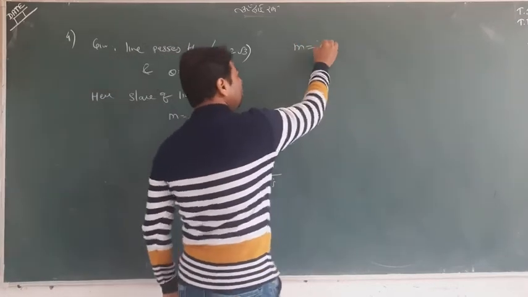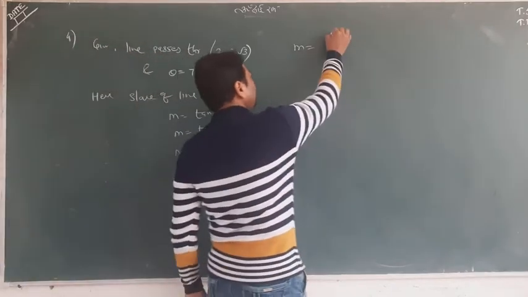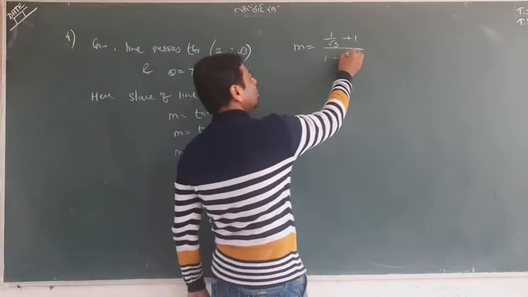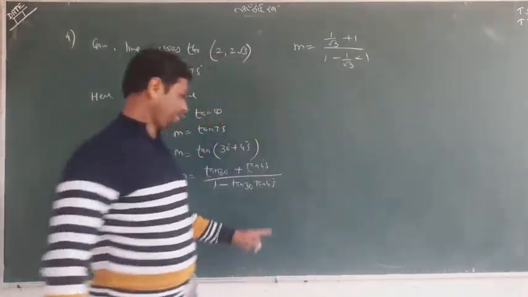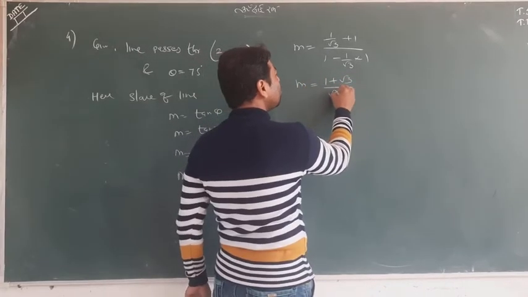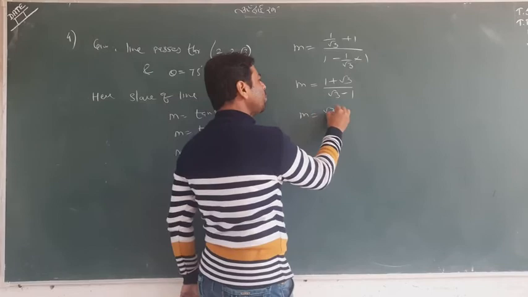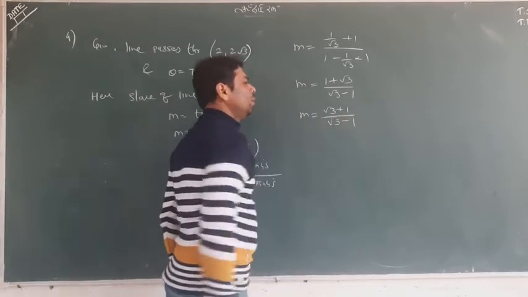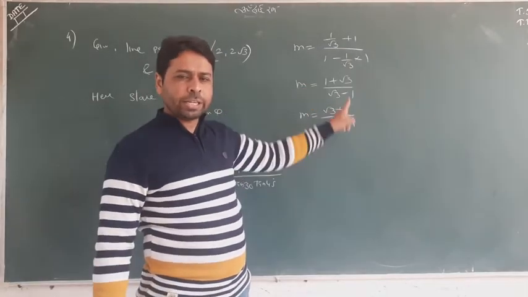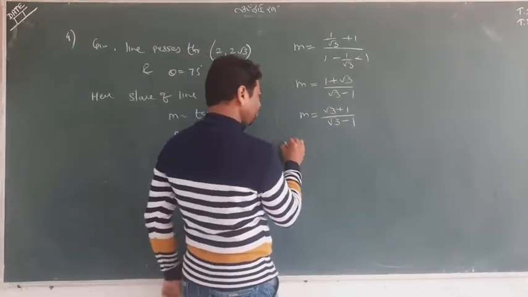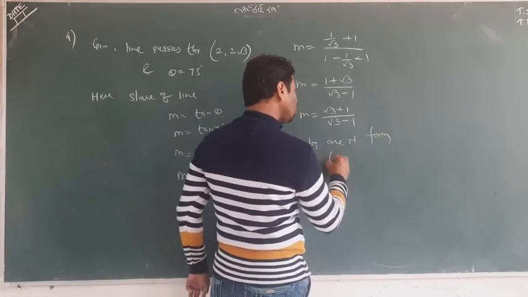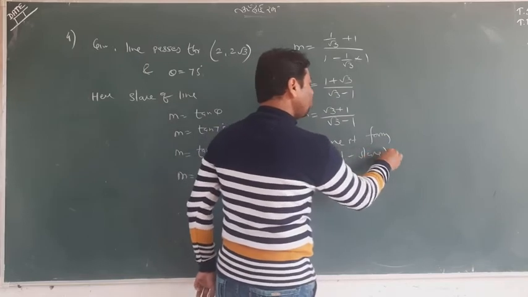So m equals, we get tan 30 is 1 by root 3 and tan 45 is 1, so 1 by root 3 plus 1 upon 1 minus 1 by root 3 into 1. The answer is m equals 1 plus root 3 upon root 3 minus 1, or you can say root 3 plus 1 upon root 3 minus 1. This is LCM, root 3 and root 3 cancel, arranged properly. This is my m.